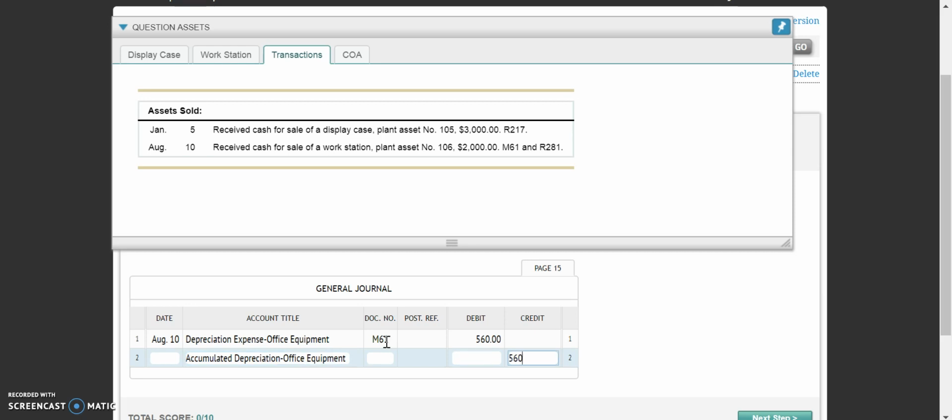And then a credit of $560. So first step is always to make sure that you journalize any partial year depreciation expense, because if you don't, when we go ahead and figure out our book value, our accumulated depreciation is going to be off. And so we want to make sure that that is up to date. So that's why we do this depreciation expense first.